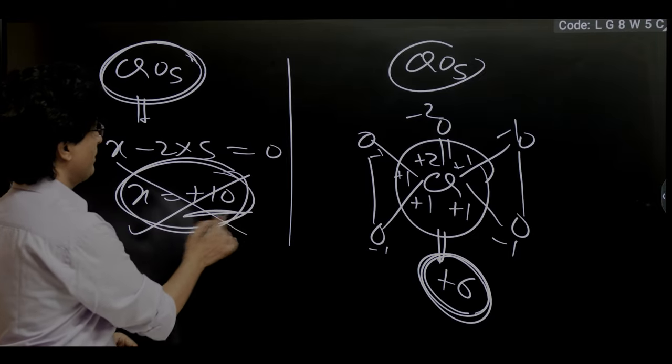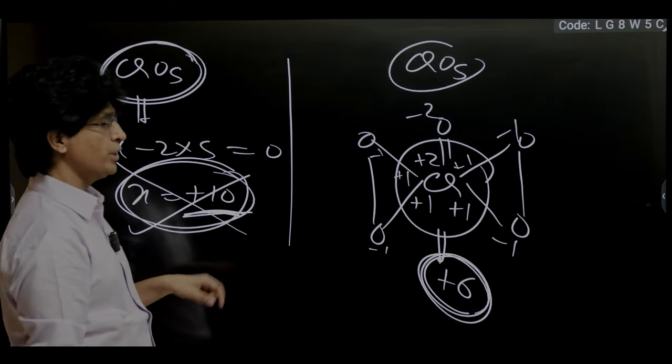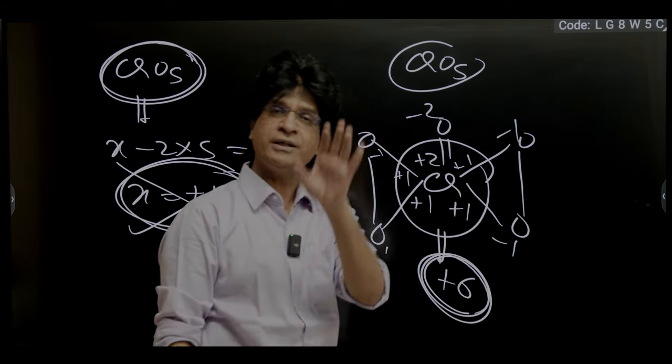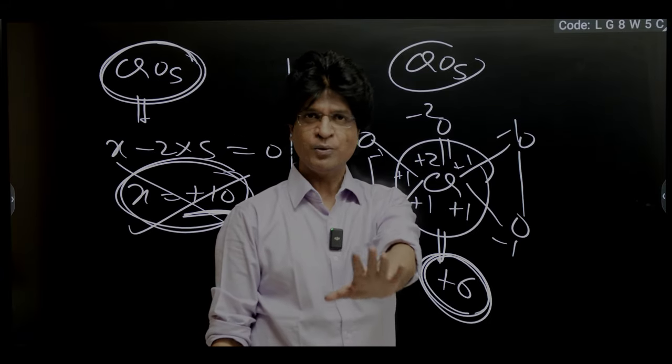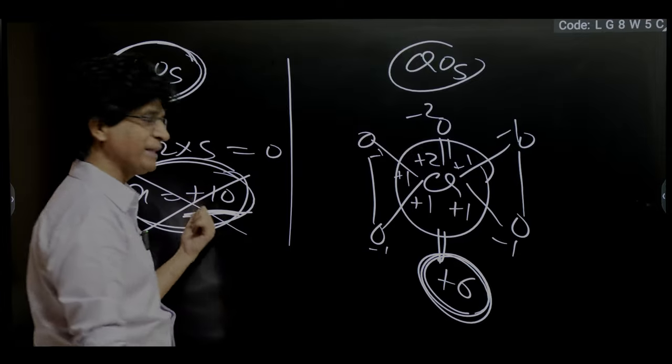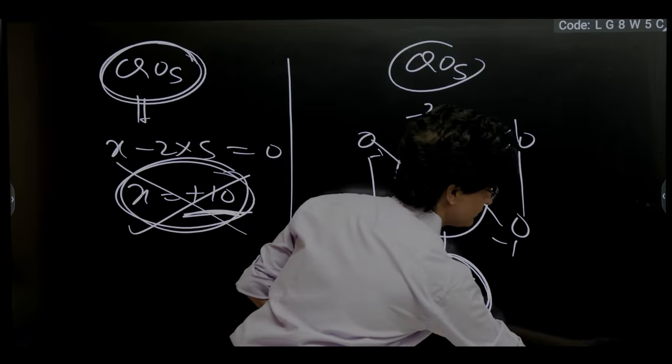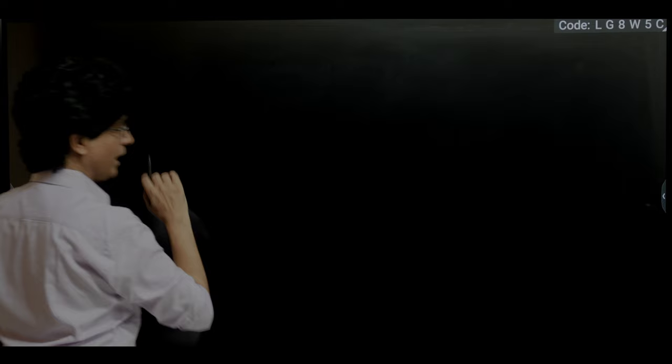So the oxidation state of chromium in CrO5 is not plus 10, it is plus 6. You are getting plus 10 because of mathematics. You missed chemistry. Don't miss chemistry. Keep chemistry in front. Don't blindly trust this mathematics. Trust the structures.